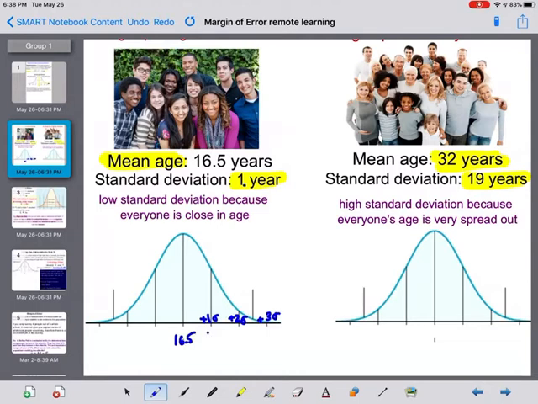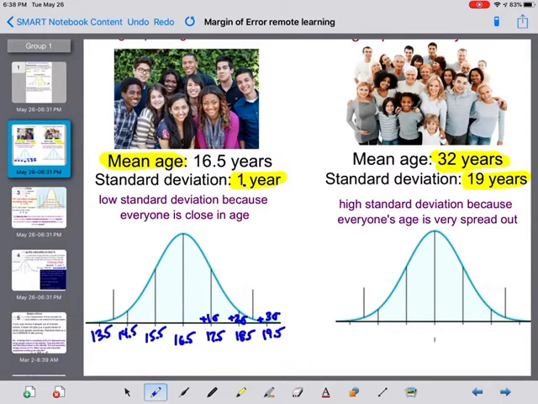So it's 1 year, so that means that this would be 17.5 years old, 18.5 years old, and this one would be 19.5 years old. Then going down, we're subtracting 1 year. So this is 15.5 years old, 14.5, and 13.5.